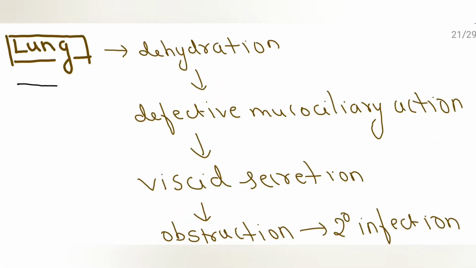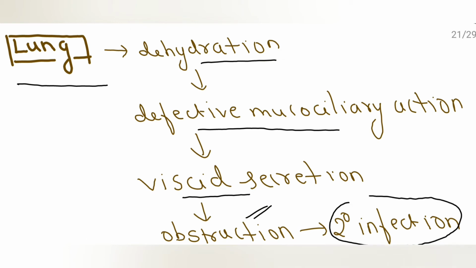So in the lung, if you see what happens, I told you in the respiratory tract, mutation of the CFTR gene results in decreased water or isotonic solution. So it is a dehydrated luminal surface. So there is defective mucociliary action. Therefore the secretion is thick because water is reabsorbed. Because of this thick secretion, there is obstruction of the passage. Later, because of this obstruction, secondary infection by various bacteria can occur.